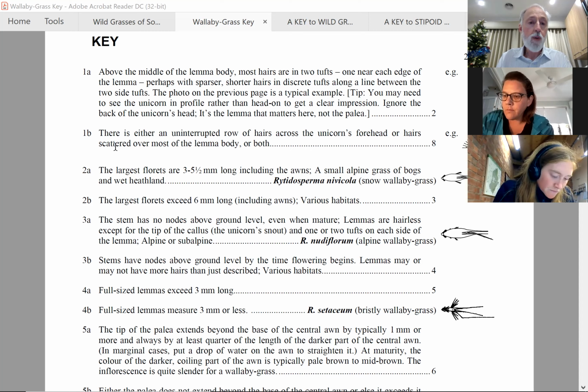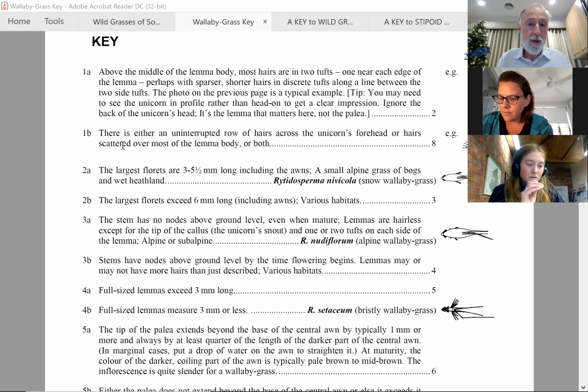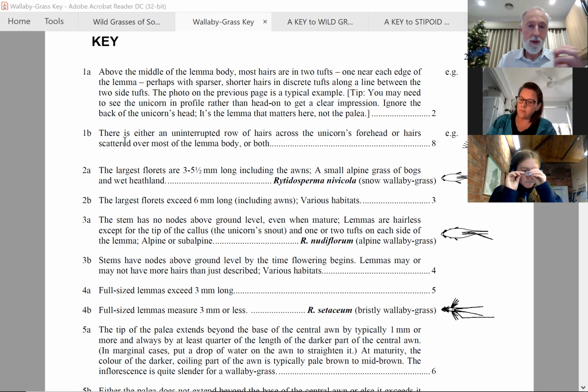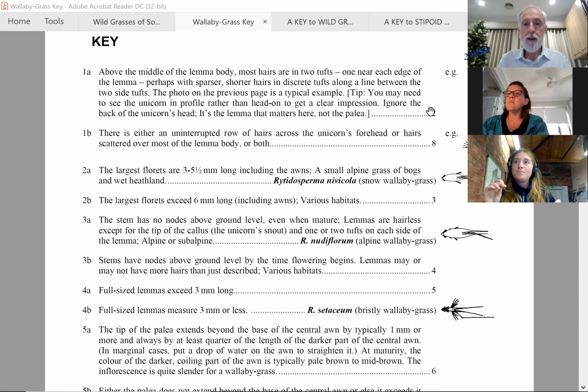Now, we look at the alternative 1B. It says there is either an uninterrupted row of hairs across the unicorn's forehead, and by uninterrupted, it means the full 10 tufts. It doesn't mean that there aren't tufts. It means that all 10 of them are present. So unless you had a microscope or you're doing well with your hand lens, you will just see it as a continuous row. Okay, so there is either an uninterrupted row of hairs across the unicorn's forehead, or hairs scattered over most of the lemma body, or, as in this illustration, both. And I'm going to say, no, we've got a 1A job, and after the ellipses, it takes us to couplet 2.